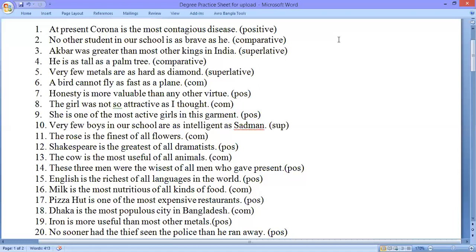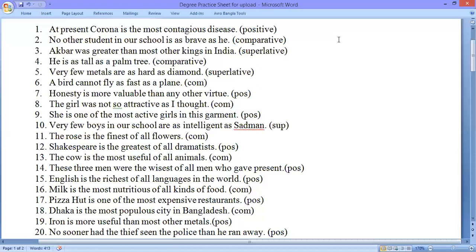Okay, now this is question number 9. The question is, she is one of the most active girls in this garment. We need to make this positive. So we know that when there is one of the in superlative form, and if you want to make this positive, we need to start with very few. We shall have to remember that if we use very few, we shall have to use are in the present tense and were in the past tense. We can see the sentence is given in the present tense. So we shall have to use are in the sentence to make this positive.